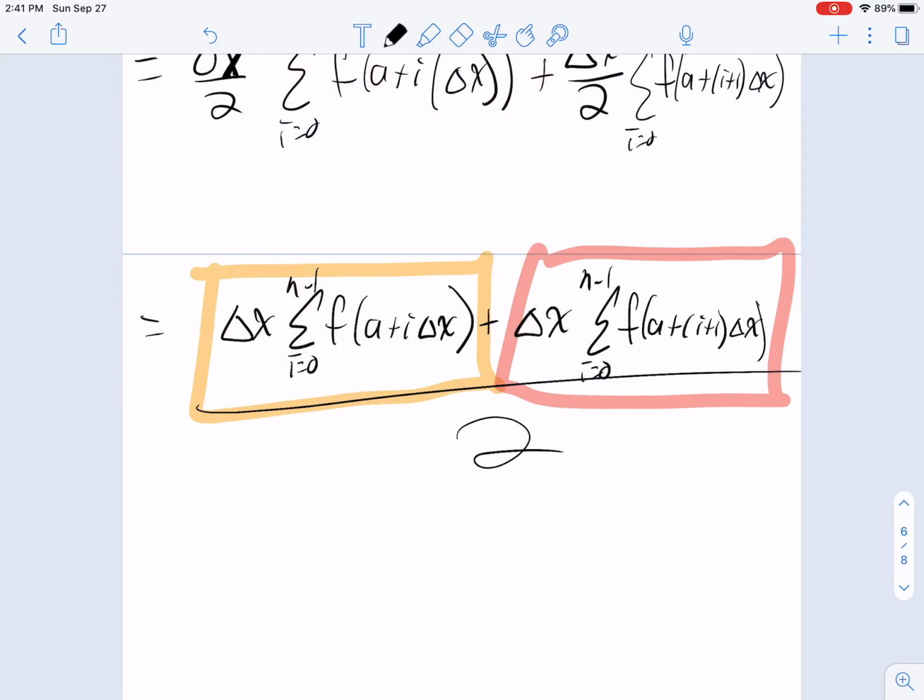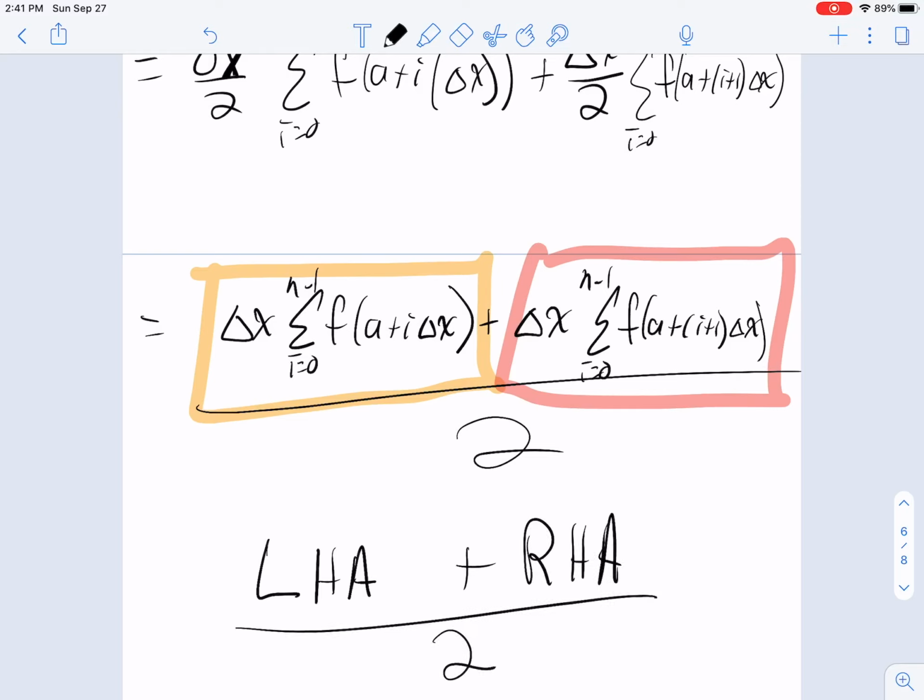So this is left-hand approximation, this right-hand approximation, over 2. This is the average of the left-hand approximation and the right-hand approximation. And that's just the trapezoid. It really has nothing to do with trapezoids. It's just the average of the 2.